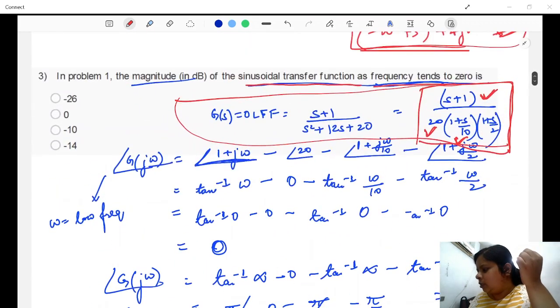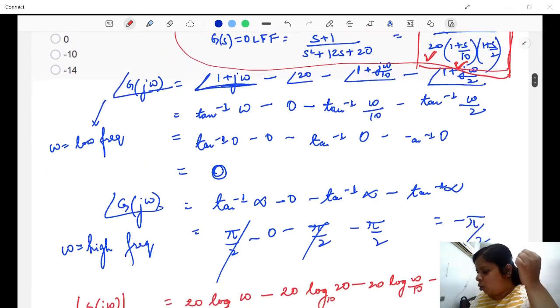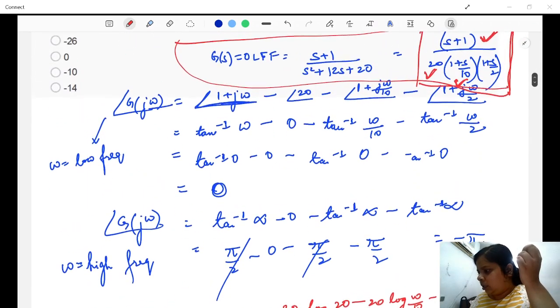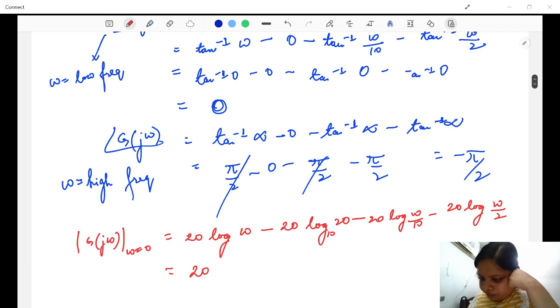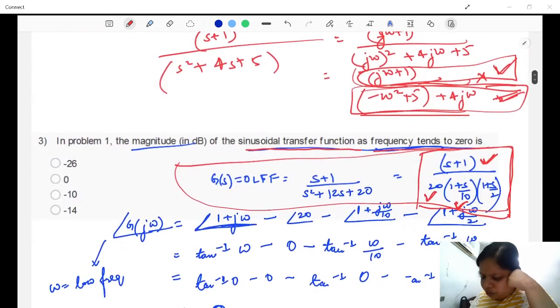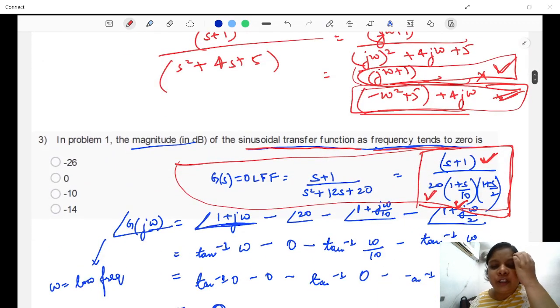We just want to see this for low frequency. We don't want to see it for high frequency. Now that should give you some hint. Minus 46. Minus 46 is not in the option. I think you should have some other answer. Check once more the calculation.